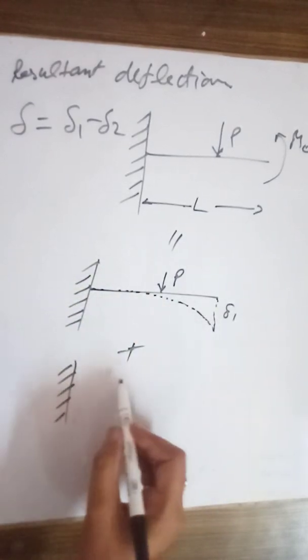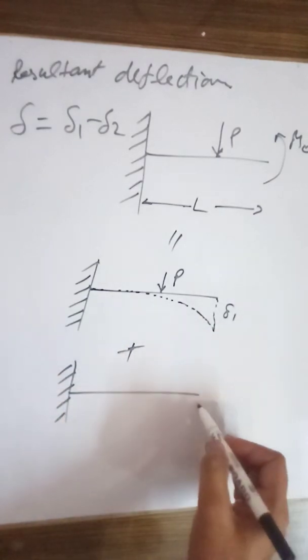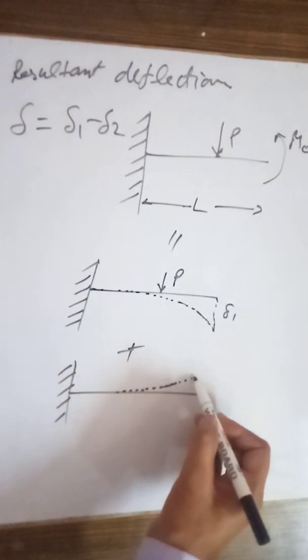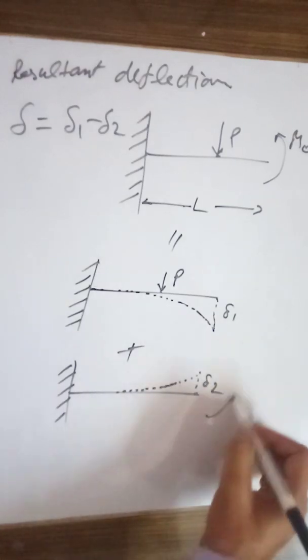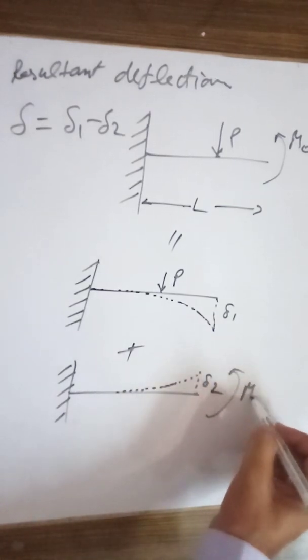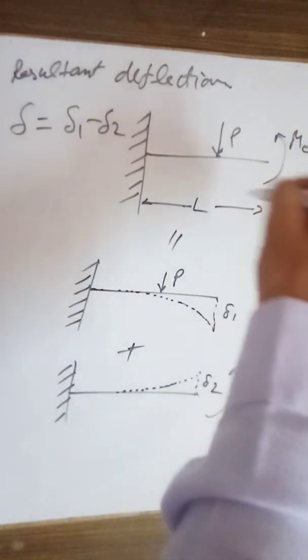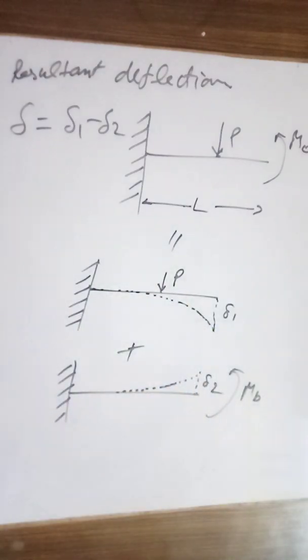and this plus the bending due to, let me draw this here. Like this, so this is our value of del 2, and the moment will be mb along this direction. So the resultant is basically the sum of these two, the deflection due to this and this value.